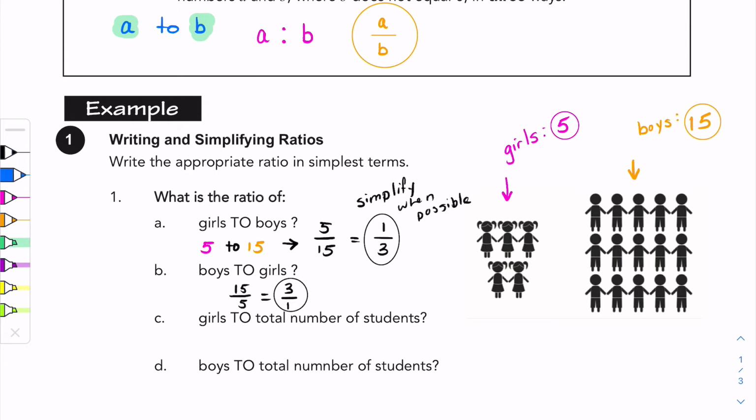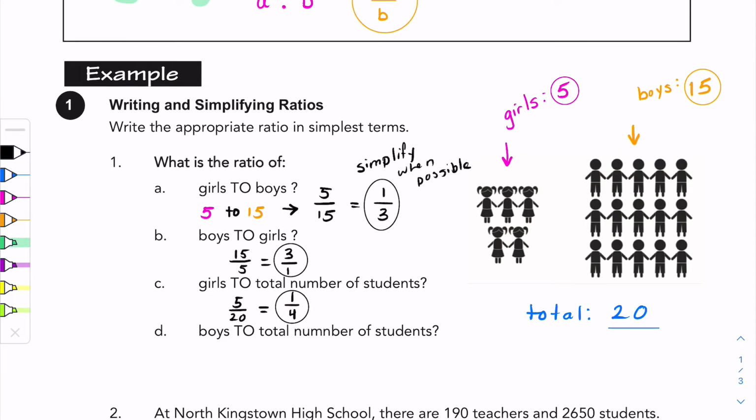Girls to the total number of students. Well, the total number of students would be 15 plus 5, which is 20. In this case, girls would be 5 to the total number of students, which is 20. 5 over 20 simplifies to 1 over 4. For every 1 girl, there's 4 students total.